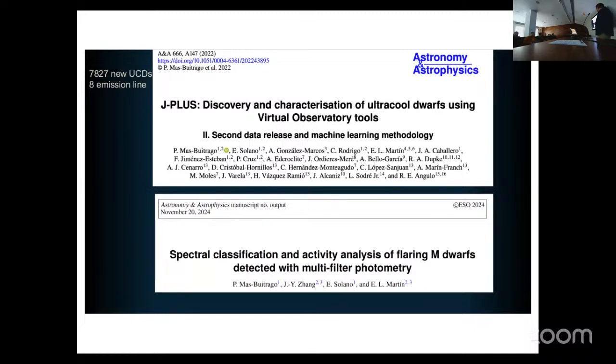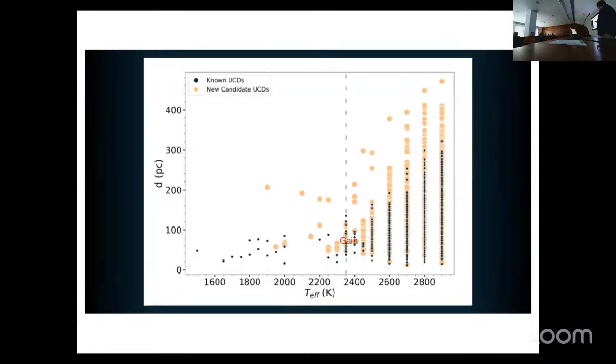Now there is a new draft, and we have been able to confirm spectroscopically that J+ is giving very good candidates with high fidelity for ultracooled dwarfs. So I think we have this in quite good control. And in that work, it was possible to detect objects for the late M-type up to several hundred parsecs.